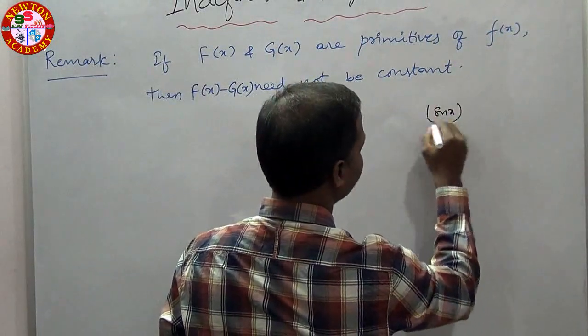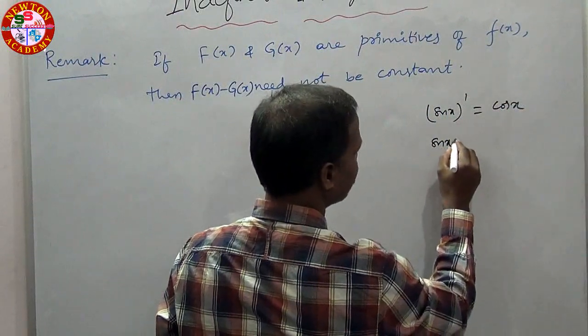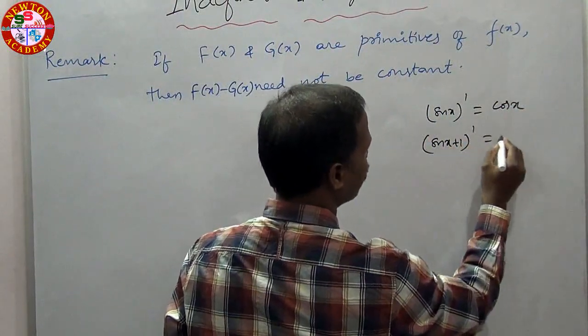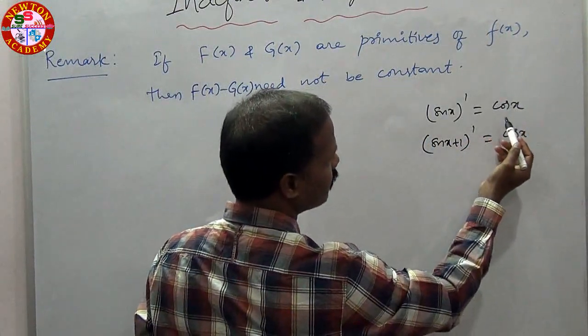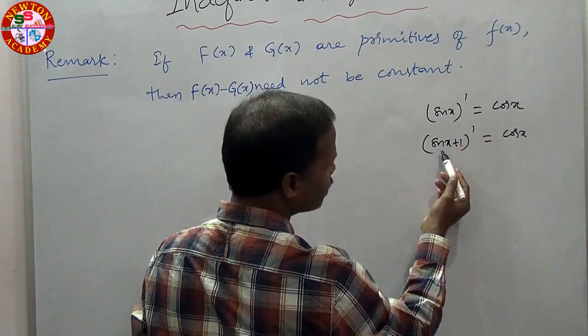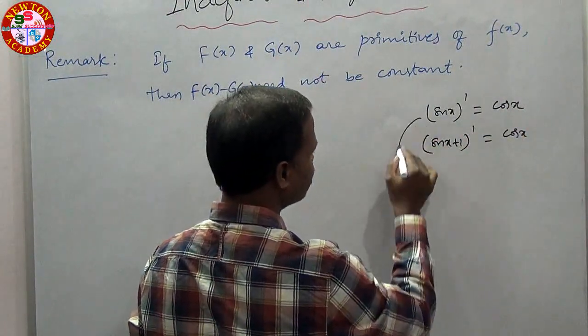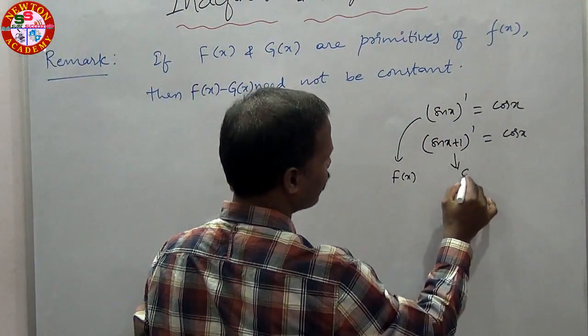The derivative of sin x equals cos x, and the derivative of sin x plus 1 equals cos x, which means the primitive of cos x is sin x as well as sin x plus 1. So this is capital F of x, this is capital G of x.